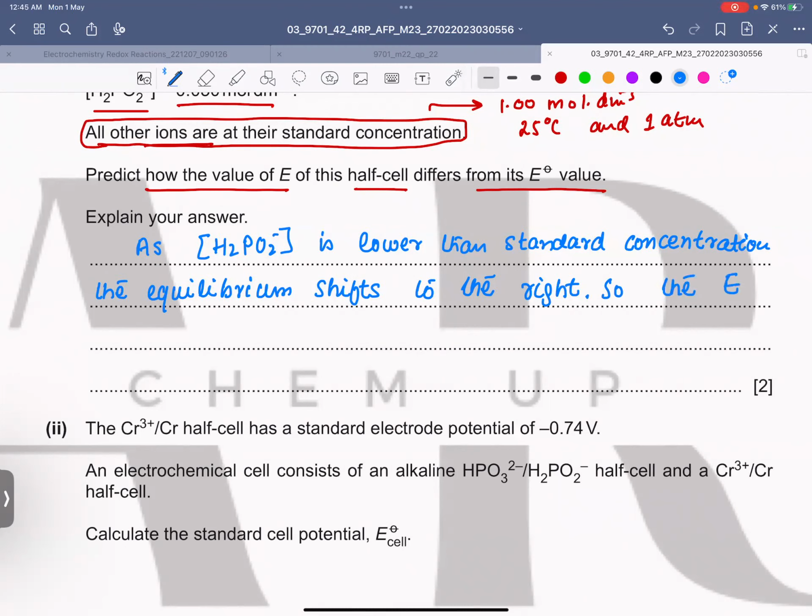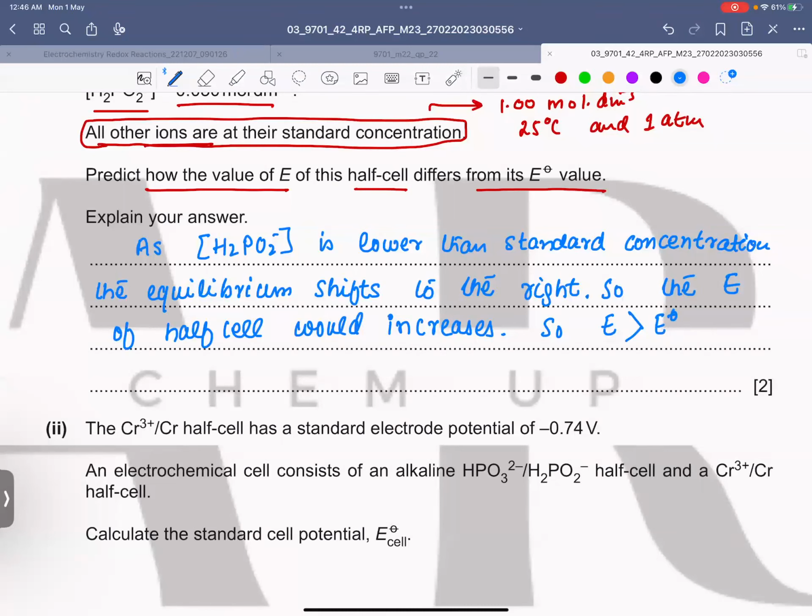So the E, now I would write E instead of E naught because the conditions are non-standard. Okay, so the E of a half cell would increase. So you can write it this way, that E of a half cell is actually greater than the E naught, the potential, which is at 23.